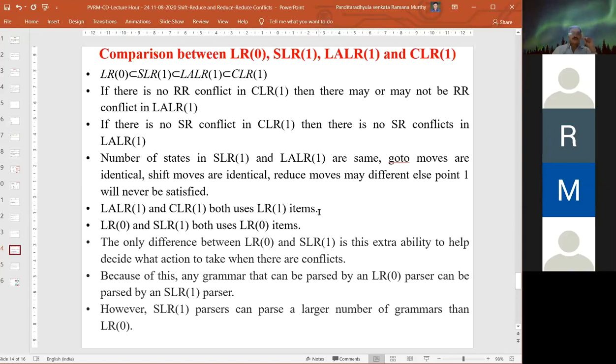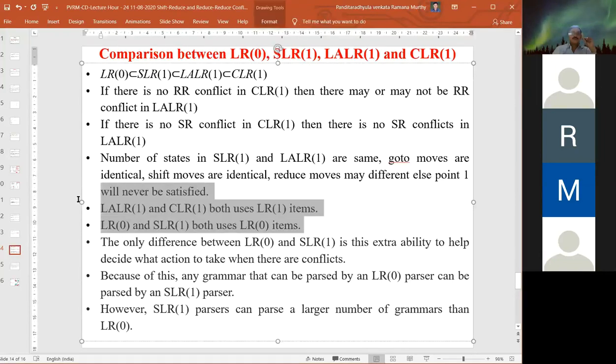I will show the table once again. What is the meaning of LR1 and LR0? LALR and CLR both use LR1 items. LR0 and SLR1 both use LR0 items. That is one more thing we need to remember.